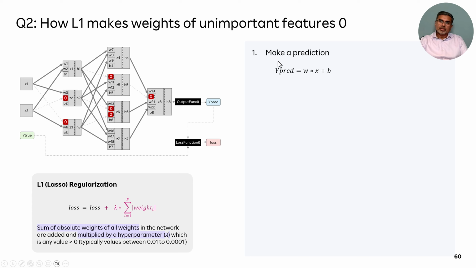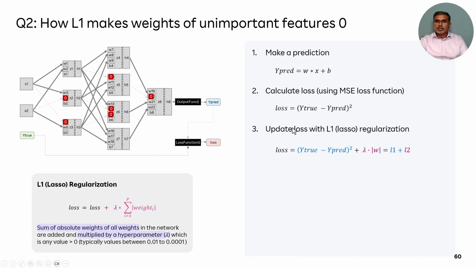Now let's look at this. You make a prediction: Y pred equals weight times x plus b. Now you calculate the loss. Let's say it's mean square error loss. What we already established is that when you're applying a regularization technique, in addition to your loss, which is colored in blue, you add this additional regularization penalty, which is lambda times the sum of all weights. Let's say the blue one is called L1, which comes from the loss function. The pink one is L2, which comes from the regularization value.